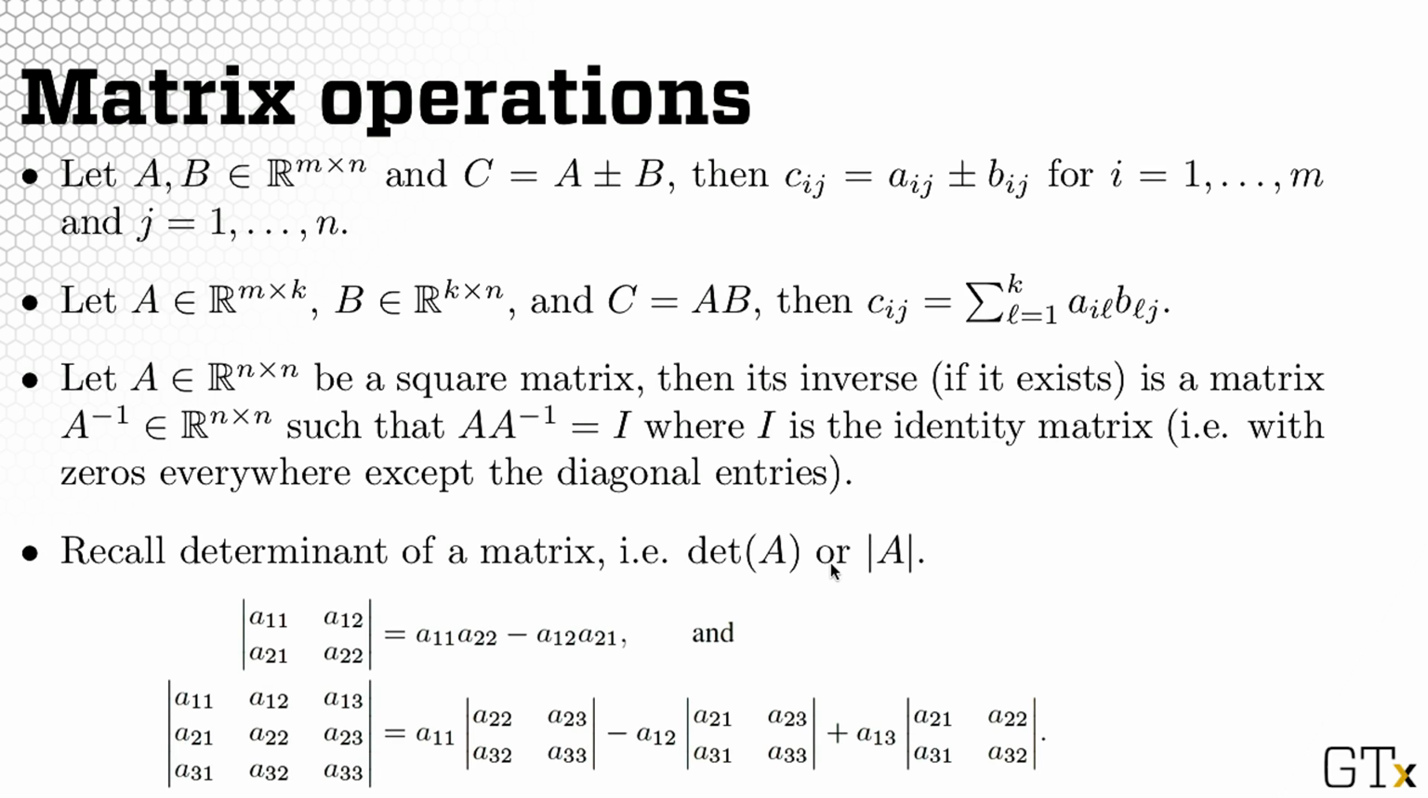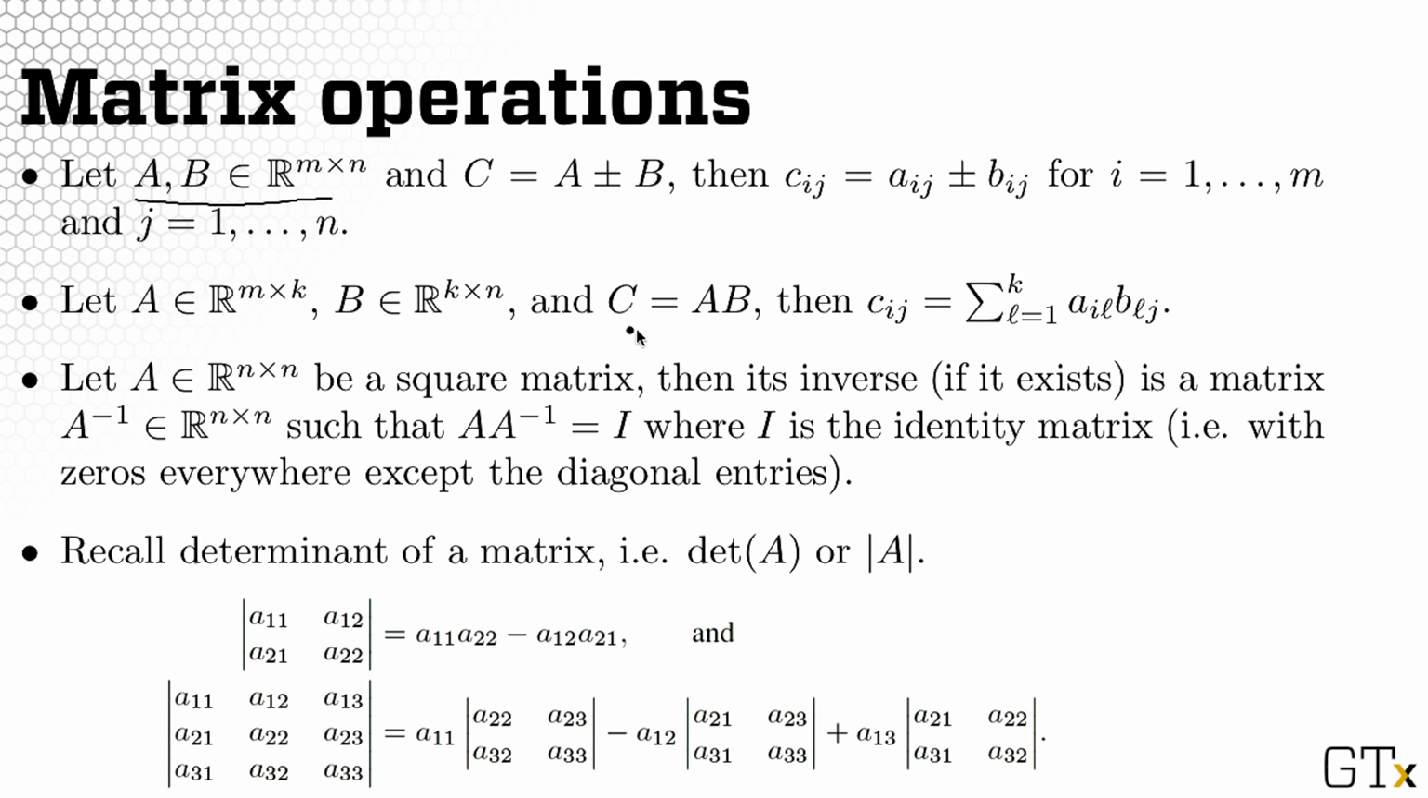Okay? Now let's recall the standard matrix operations, right? So remember that if I have two matrices of similar dimension, both involving m rows and n columns, we can define their sum or their difference. So that's why I wrote a plus and minus. So C is the sum or the difference, where you just take each element of the matrix and you add them or subtract them. That gives you the element of the new matrix.